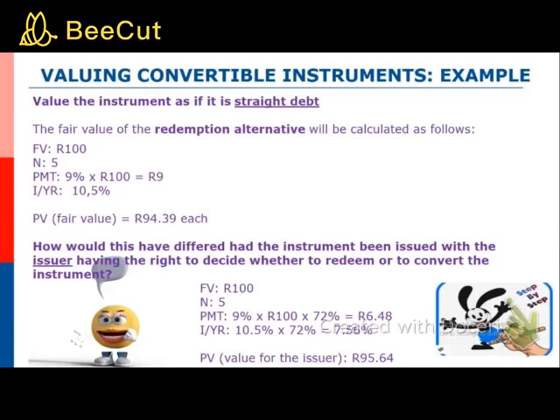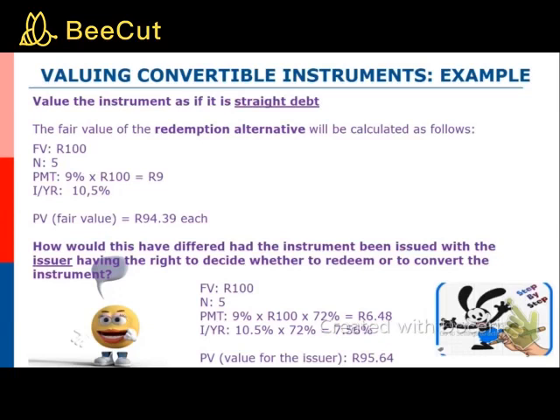Now, why do we use the 10.5% here? In the scenario, it says a straight debt alternative requires a 10.5% return, whereas the conversion only a 10% return. And that gives me a fair value of R94.39. That is, should the instrument be redeemed, the value of this straight debt alternative, per debenture with a nominal value of 100, would be a fair value of R94.39.